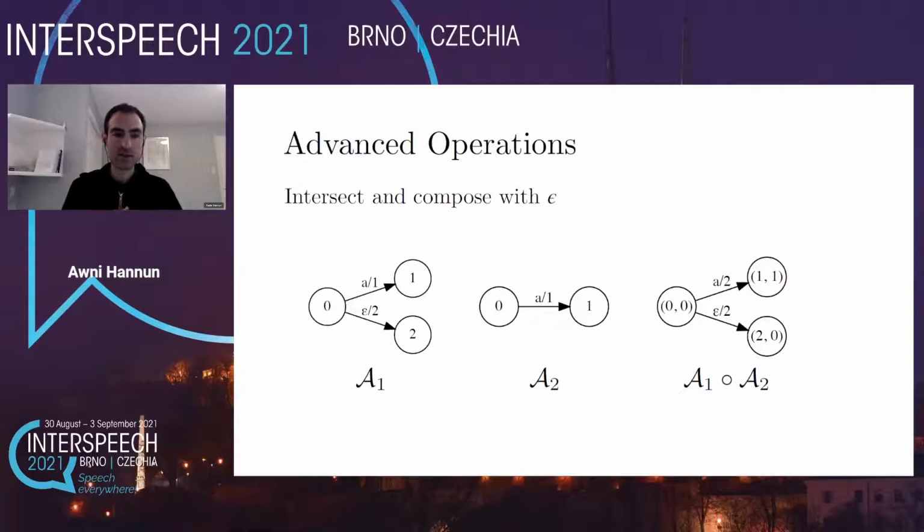So there's another important point with both intersect and compose, and that's that you can have epsilon transitions in either of your input graphs. And the way that epsilon transitions are handled in intersect and compose is a bit subtle.